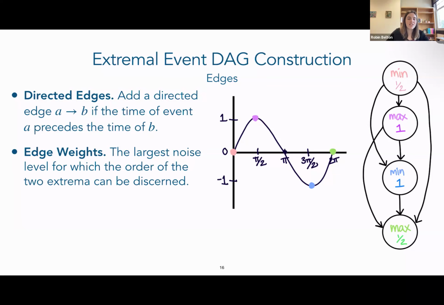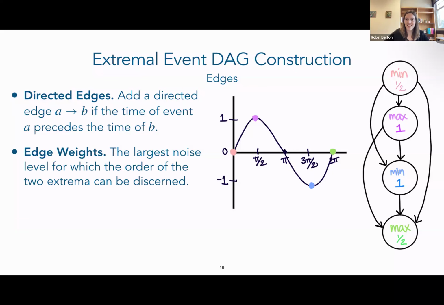And so for directed edges, we're going to add a directed edge from A to B if the time of event A precedes the time of event B. So we do this so that we're capturing the ordering of when this all happens. And then for our edge weights, we want to find the largest noise level for which the order of the 2 extrema can be discerned.